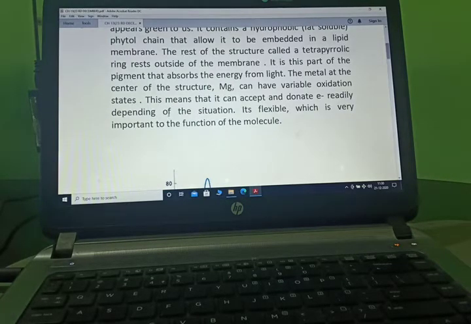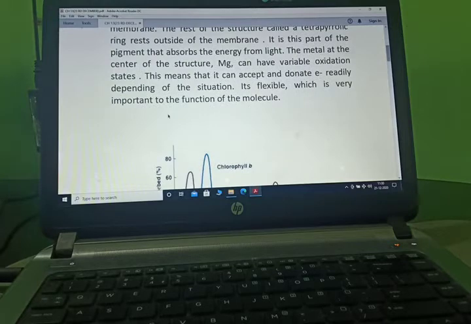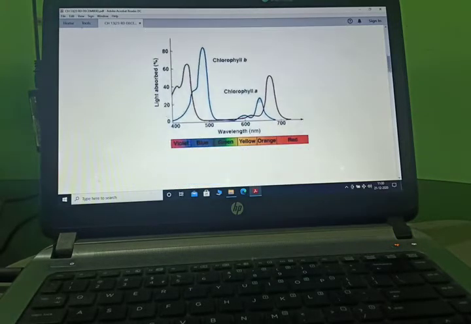The metal at the center of the structure, magnesium, can have variable oxidation states. That means it can accept and donate electrons readily depending on the situation. It's flexible, which is very important to the function of the molecule.